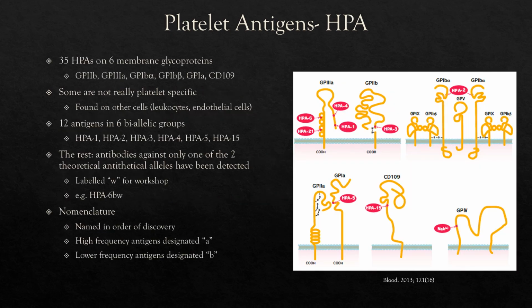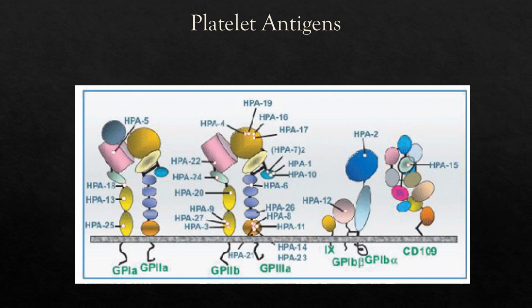There are currently 35 human platelet antigens. Some are not only platelet-specific. Of the recognized HPAs, 12 occur in 6 serologically and genetically defined biallelic systems, where the A designates the higher frequency allele and the B is the lower frequency allele. You can see in this image that the HPA antigens are located on glycoproteins.